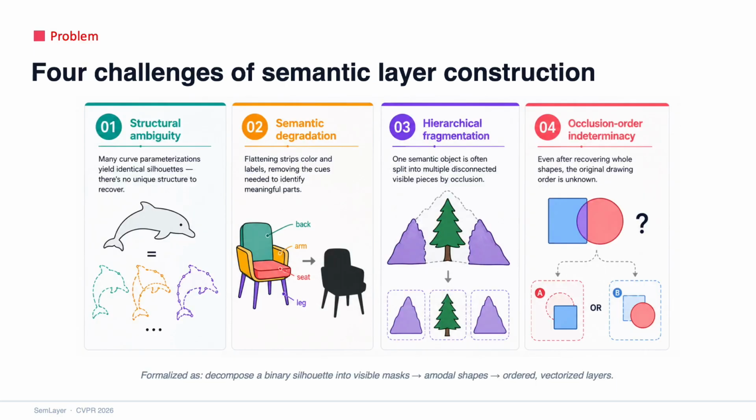Recovering layers from a flat icon is hard for 4 reasons. First, structural ambiguity. Many different curve parameterizations produce the very same silhouette, so there's no unique structure to recover. Second, semantic degradation. Flattening strips away color and labels, the cues we normally use to identify meaningful parts. Third, hierarchical fragmentation. A single object, like a tree, can be split into multiple disconnected visible pieces by occlusion. And fourth, occlusion order indeterminacy. Even after we recover the whole shapes, the original front-to-back drawing order is unknown. Formally, we decompose a binary silhouette into visible masks, then amidal shapes, then ordered vectorized layers.